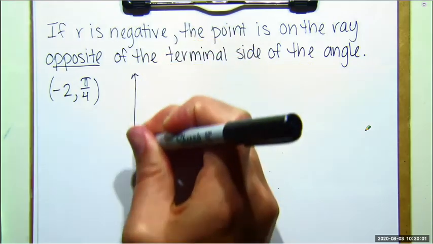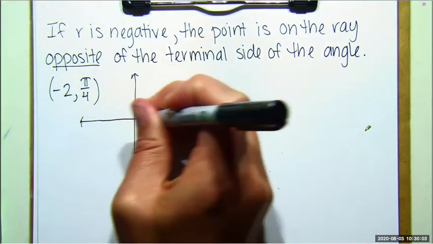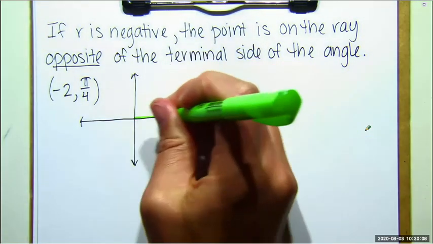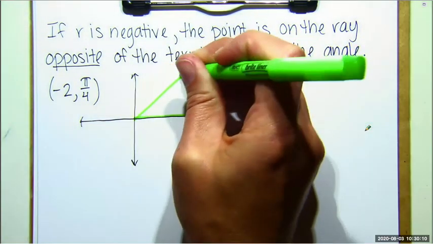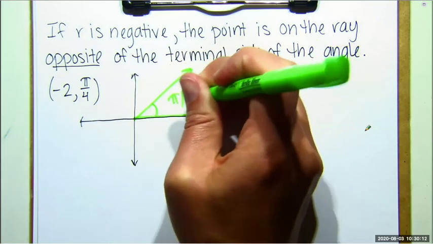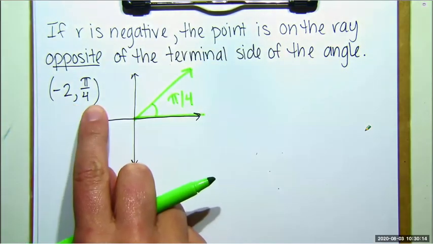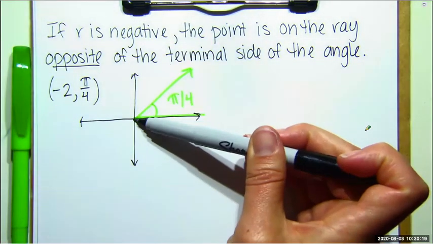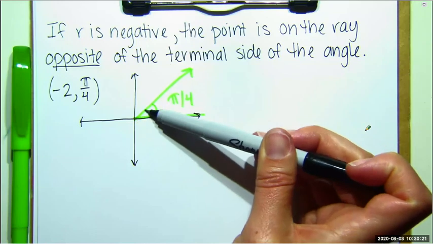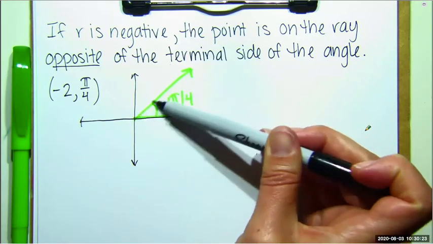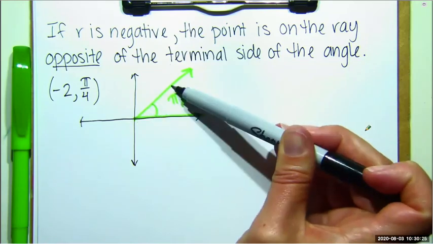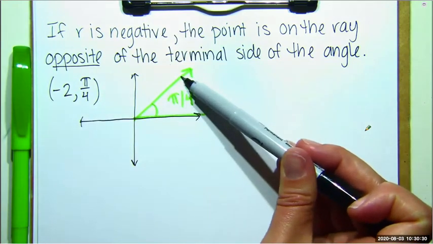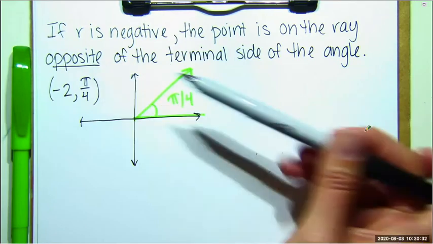So what we want to do, the first step is to draw in our angle. So pi over 4, we know that's 45 degrees. Okay, so here's pi over 4. Our goal is to plot this point. So we need to figure out where this point is. If this was a +2, what we would do is go from the pole, go on this ray through, go a distance of 2, so 1, 2. But because this is -2, instead of going in this direction up the ray, what we want to do is go in the opposite direction.